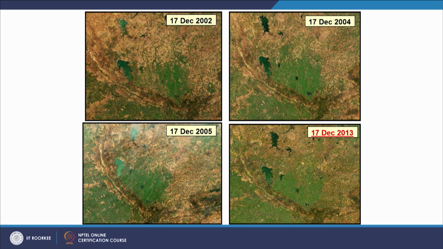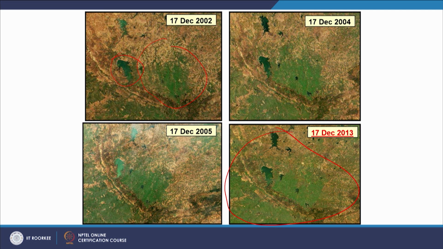See 2002, when the reservoir started filling, you see the growth of vegetation. It is the same date for all these years, 17th December 2002, 2004, 2005 and 2013, and see that the entire area, after roughly 8-9 years, became completely green, and you can see how agriculture started doing better and better, just because of one major reservoir which came in this area.